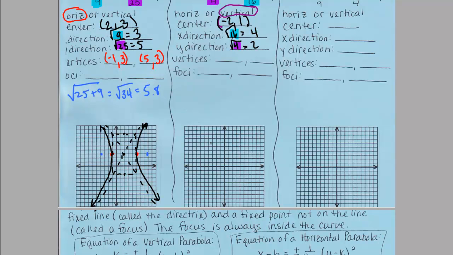So we need to plot all these things. Our center is at -2, 1. Our x direction is 4 to the right and 4 to the left, so 1, 2, 3, 4. 1, 2, 3, 4. Our y direction is 2 up and 2 down. Draw your little imaginary box. Draw your diagonals, or your asymptotes. The other one as well.